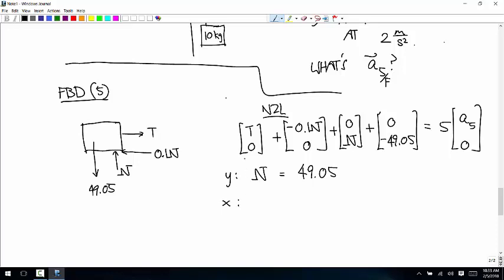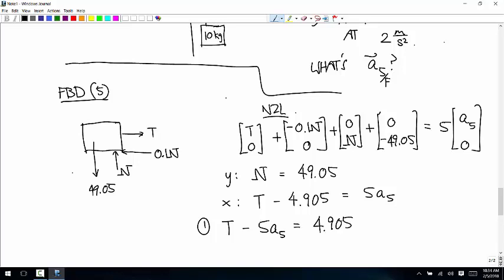The x equation says T minus 0.1 times this, so minus 4.905, is equal to 5a5. And so I'll keep one equation from this that says T minus 5a5 is equal to 4.905.